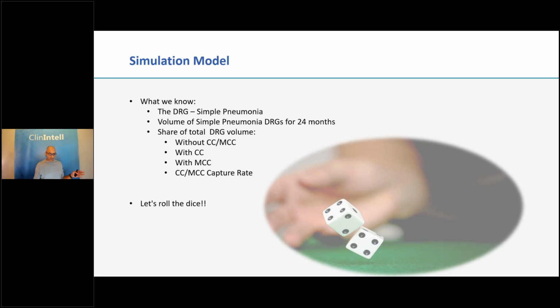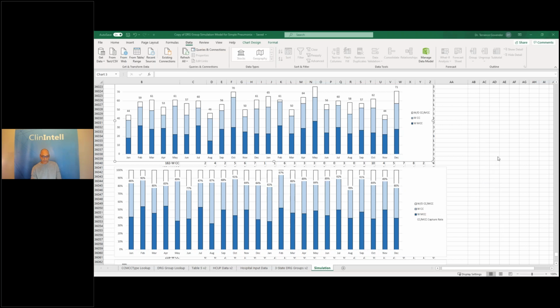I hope this is resonating with you. So what does roll the dice mean? Well, roll the dice means we're going to give you a simulation model. So I'm going to bring up here, hopefully you can see my screen. Robin, can you see my screen? Yes, I see the graph.